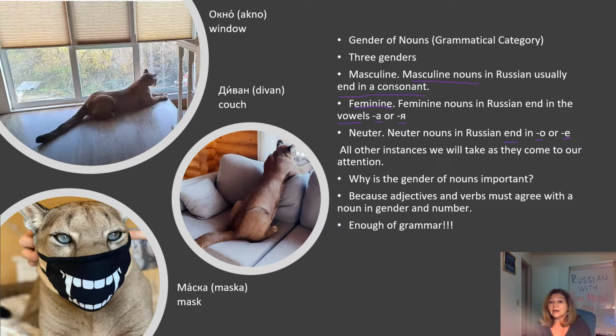However, the gender of nouns is very important because the Russian language is very agreeable. Yes, it is agreeable because the adjectives and verbs must agree with the noun in gender and number. And now, enough of grammar. Let's take a look at the pictures.